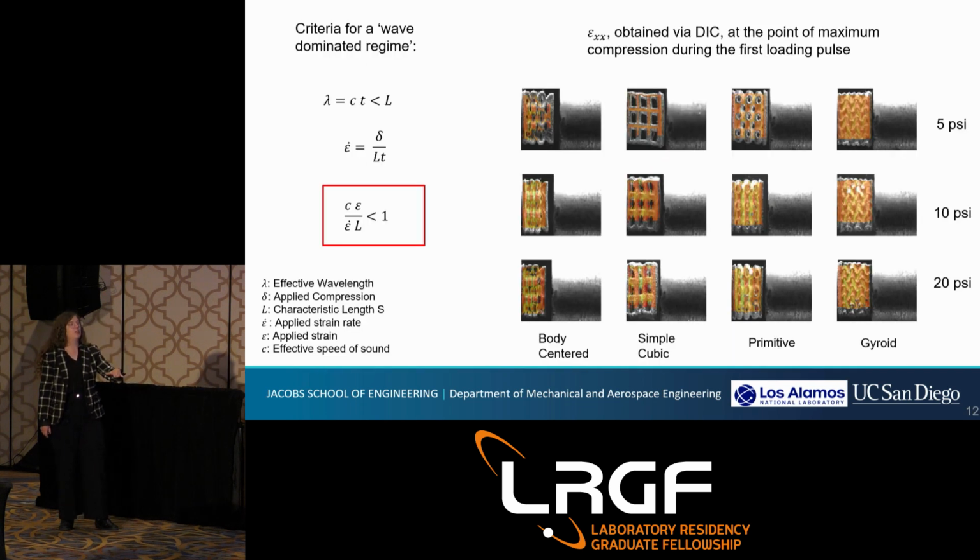So on the right here, this is some of that digital image correlation data that I talked about. This is a snapshot from each of the tests we did with the X direction of strain fields pulled out and then plotted on top of the deformed samples. And so you can see we tested at 3 different pressures across 4 different samples, and those pressures correspond to roughly between 1,500 and 3,000 strain rates.